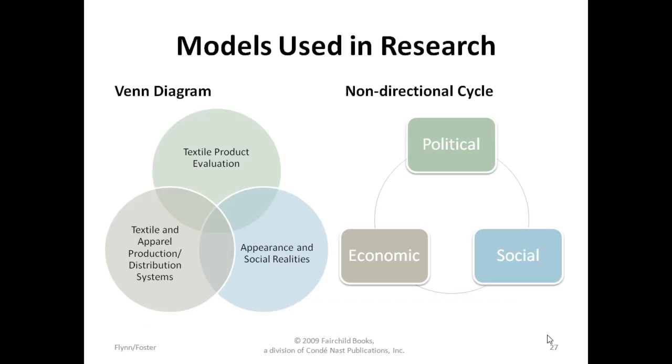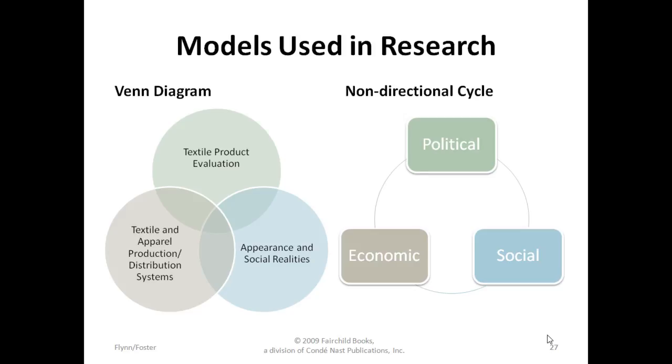And our last slide looks at the models used in research. First is the Venn diagram, and it's usually multiple circles where they all come together to form a mathematical set of a theory that shows overlapping commonalities. And then the non-directional cycle looks at how fashion is influenced by political, economic, and social factors.